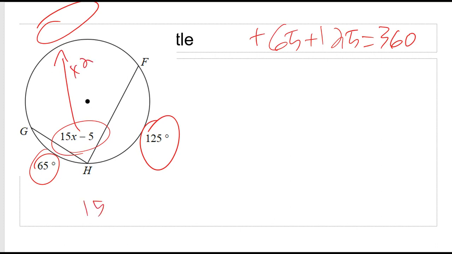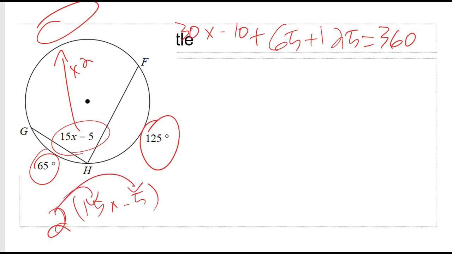So pretty much we're doing 15x minus 5 multiplied by 2, which means we have to distribute. So it's going to be 30x minus 10. All I did was distribute 15 times 2 and 2 times negative 5. So let's combine like terms.